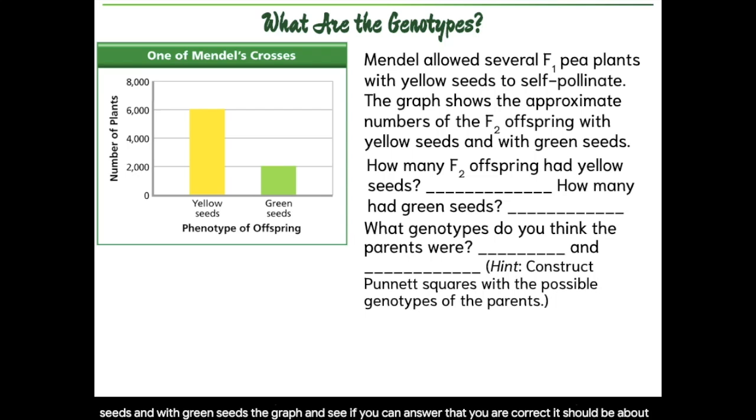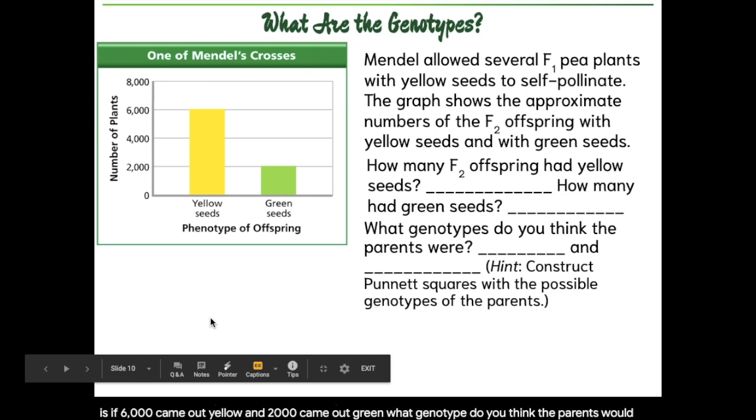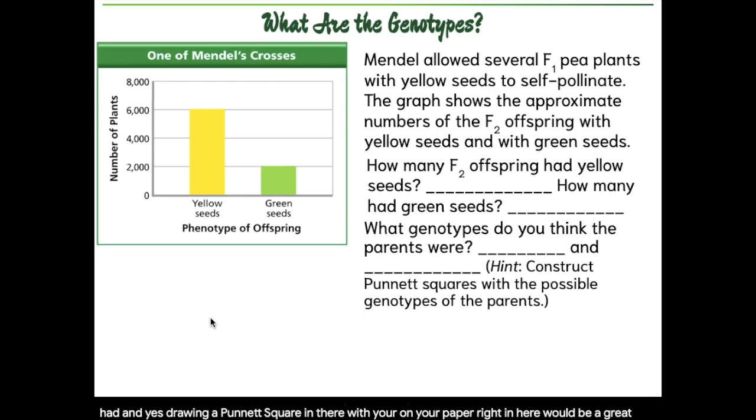What genotypes do you think the parents had? So the question is, if 6,000 came out yellow and 2,000 came out green, what genotype do you think the parents would have had? And yes, drawing a Punnett square on your paper right in here would be a great spot to show what you think they would have.